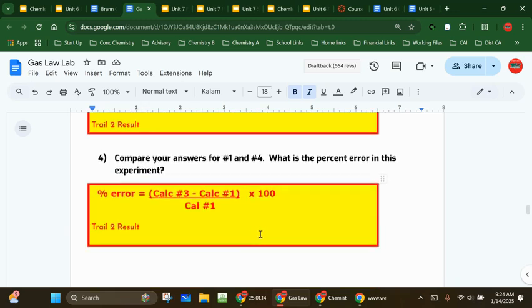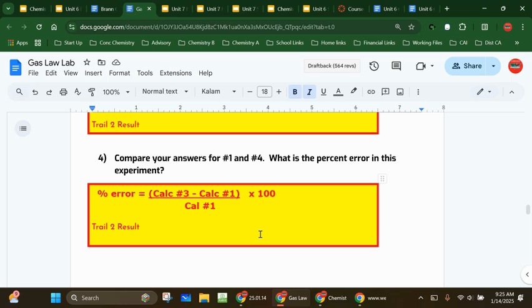Now, the last thing that you're going to do is what is called a percent error calculation. You are going to take your answer from calculation number 3 and subtract your answer from calculation 1. These are both moles. Okay? And then you are going to divide it by the calculation answer in number 1. You take that times 100. Now, when you do the math for this, it is very important that Calc 1 minus Calc 3 need to be put in parentheses, ladies and gentlemen.